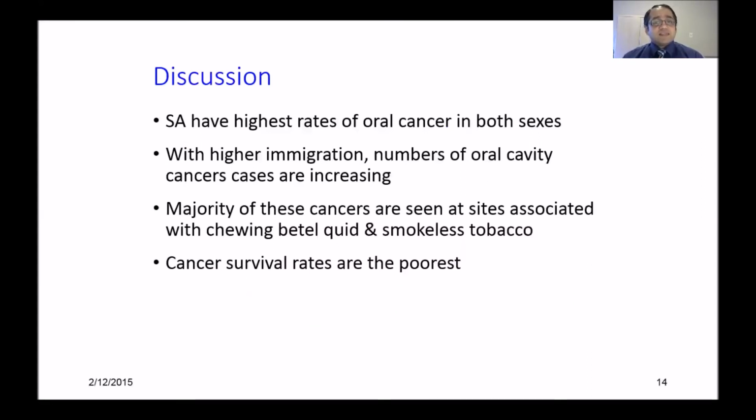These numbers are increasing as immigration is increasing. And these cancers are seen mainly at the sites associated with chewing betel quid and smokeless tobacco, and they have the poorest survival rates. In phase 2 of this study, we'll be trying to understand the social cultural context of behaviors which may be responsible for these observed incidence rates.